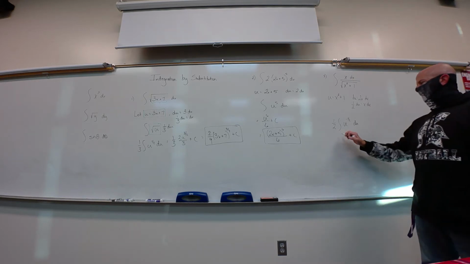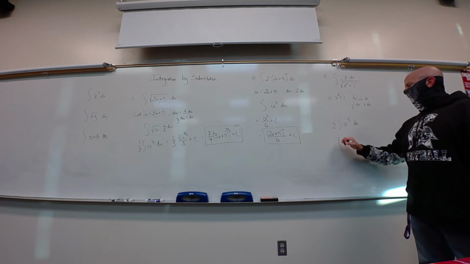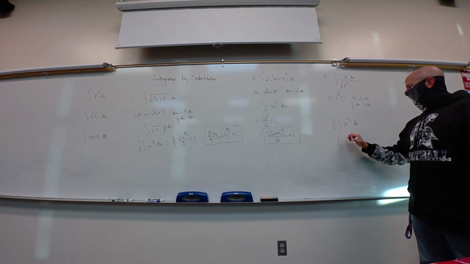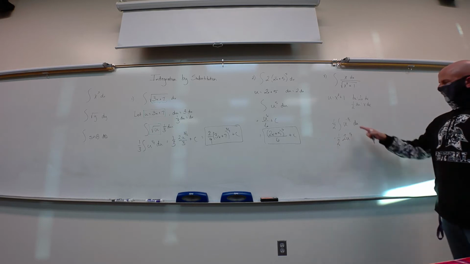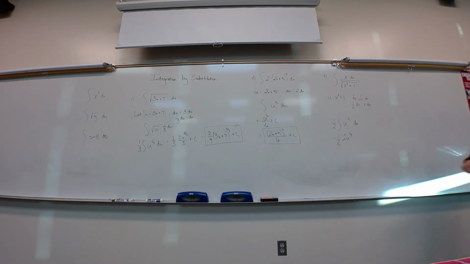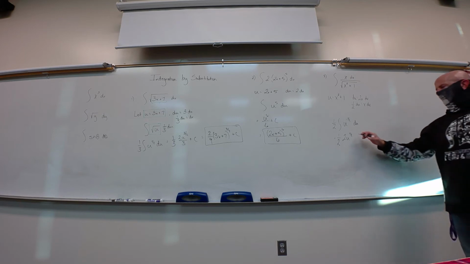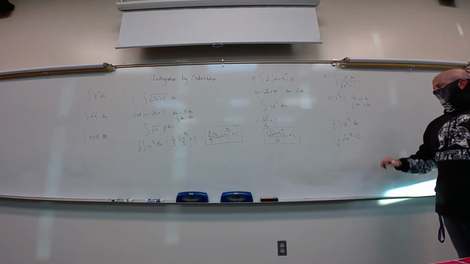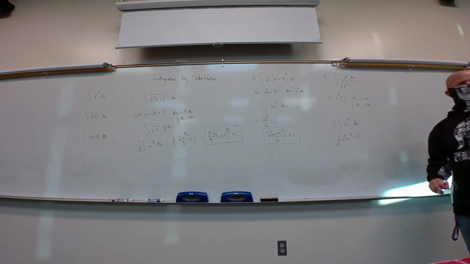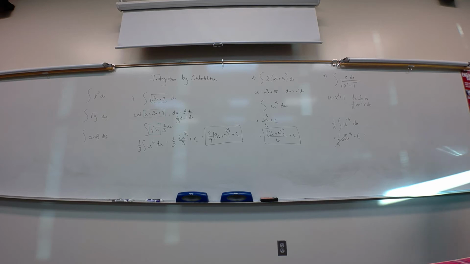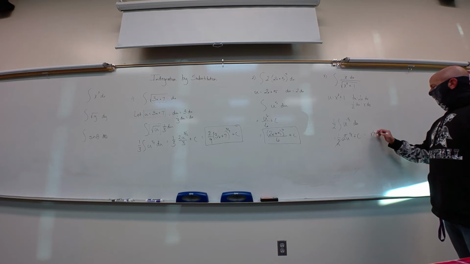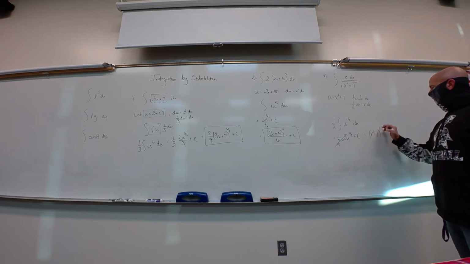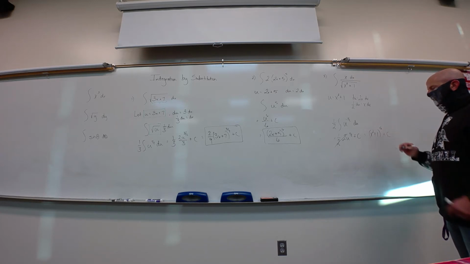Integrate. 1/2. Let's see, this would be 2u to the 1/2. If I go up 1, I'd have a half. Divided by half is multiplied by 2. Plus c. And 2 is going to cancel. And let's see, what's u? X squared plus 1. So x squared plus 1 to the 1/2 plus c.